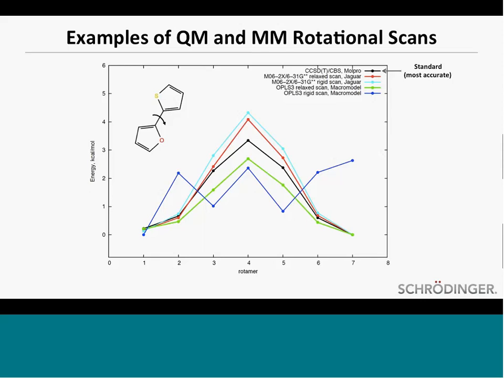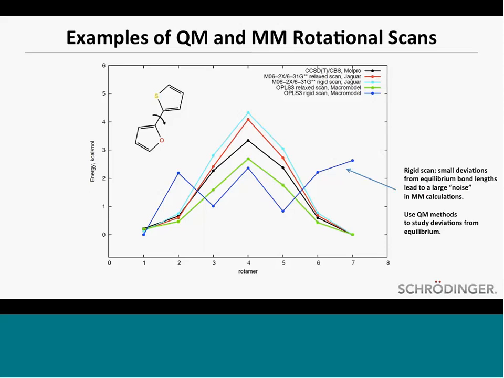So the black line is coupled cluster singles, doubles with perturbative triples at a complete basis set. So this is the gold standard. We take this to be the right answer. So what you want to do then is ask how all other methods line up compared to this. So you can see that when we do a relaxed rotational scan, so we go around that dihedral angle and run an energy minimization at each step, holding that dihedral constant, molecular mechanics does okay.